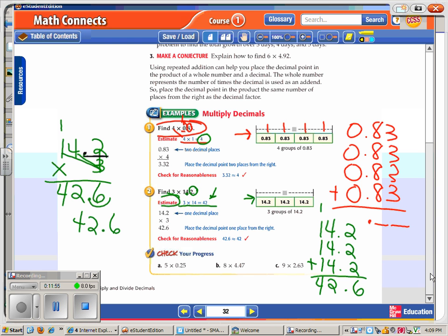Tomorrow, when you come to school, we are going to focus on working on multiplying a decimal times a whole number and estimating to make sure that our product is a reasonable answer.